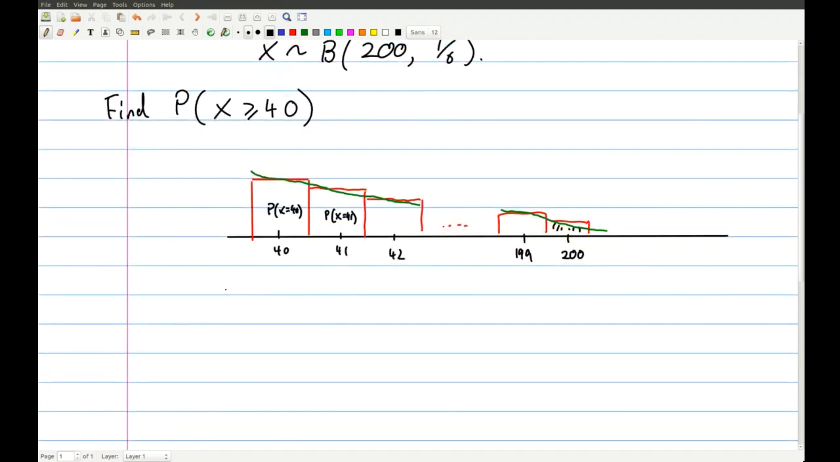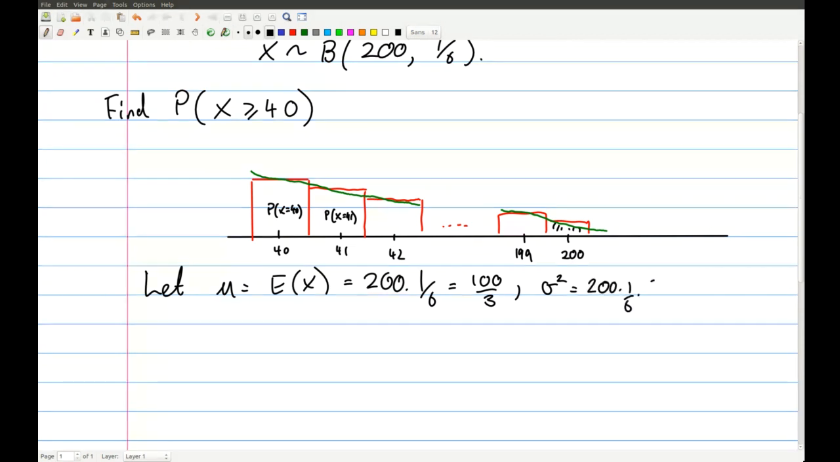Okay. So first we need to know which normal distribution. That means we need to let mu be equal to the expected value of X, which is just how many sixes you expect. That's 200 times 1 on 6, being 100 on 3. You expect this many sixes. And the variance, sigma squared, is 200 times 1 on 6 times 5 on 6, which is equal to, my brain's seizing up at this point, 250 on 9, I think.